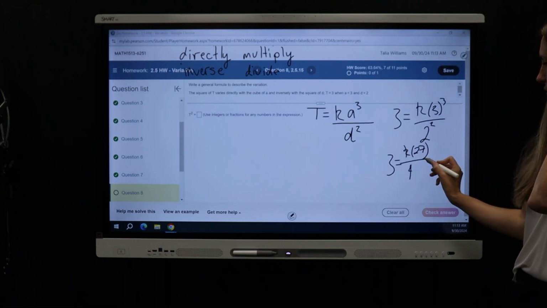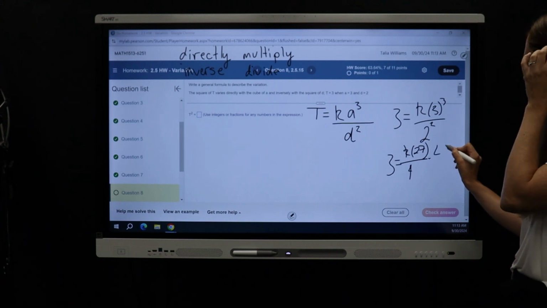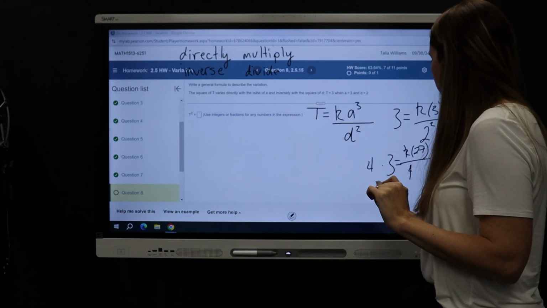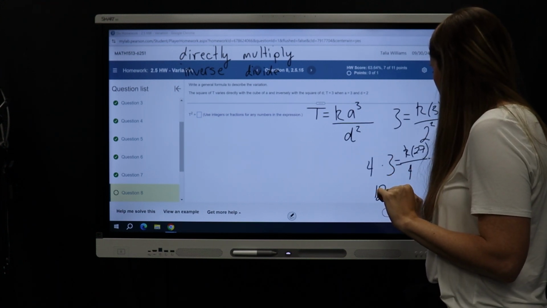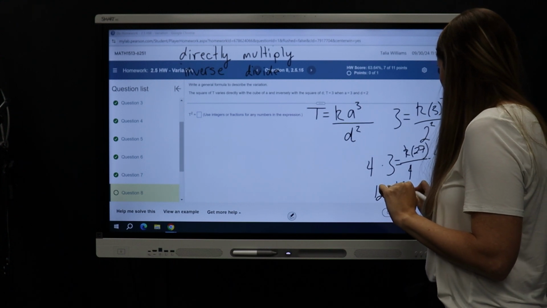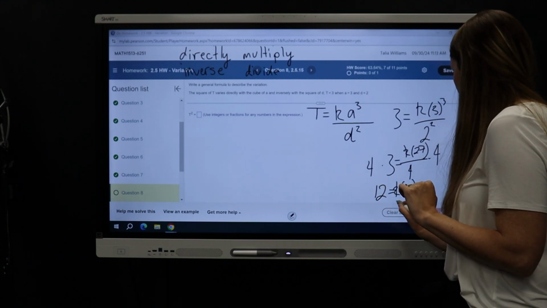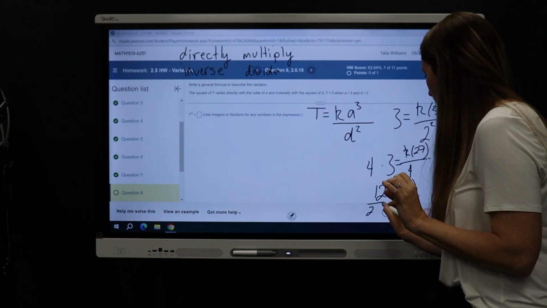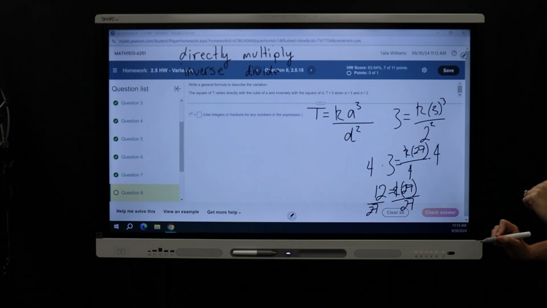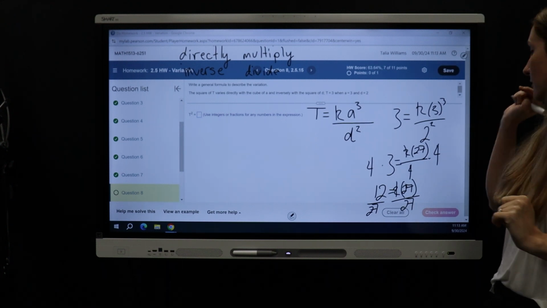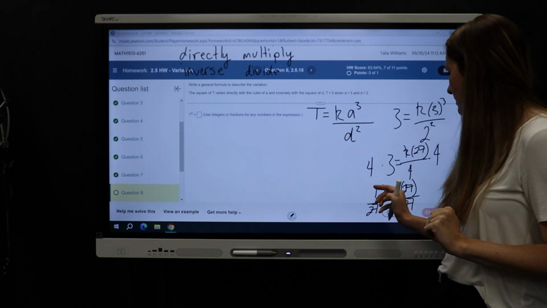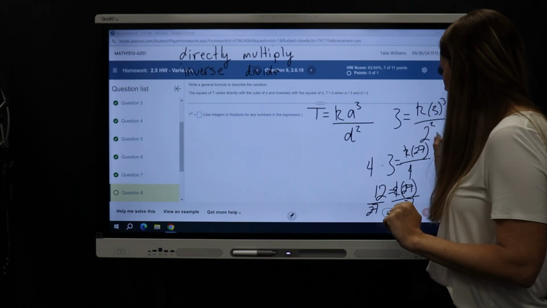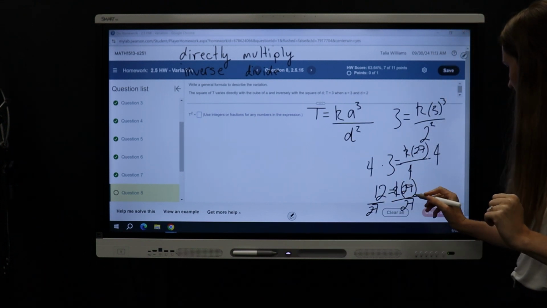So first we're going to do the opposite of division with the 4, so we're multiplying by 4. 4 times 3 is 12 equals k times 27, and then we divide by our 27. I feel like we've had a lot of 3's on this. Okay, 3 goes into 12 and 27. 3 goes into 12 4 times. Never know where to write when I get to the bottom.